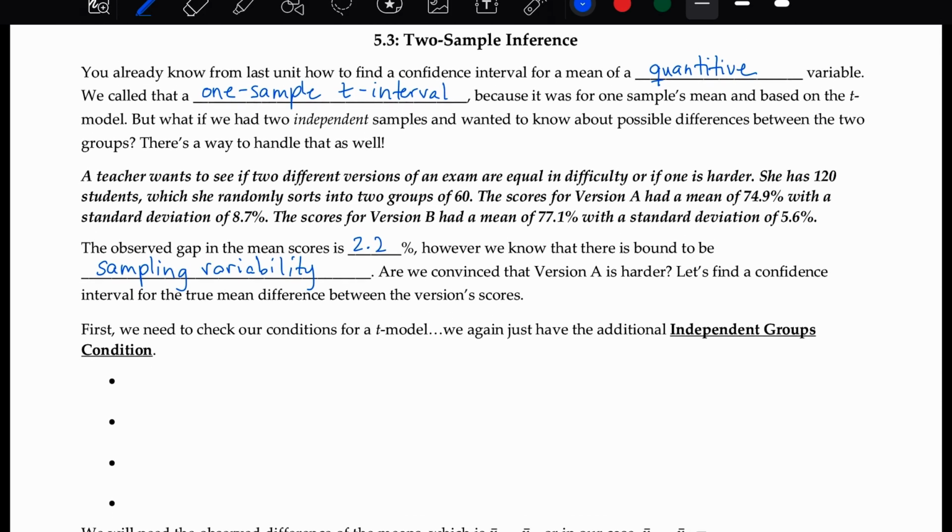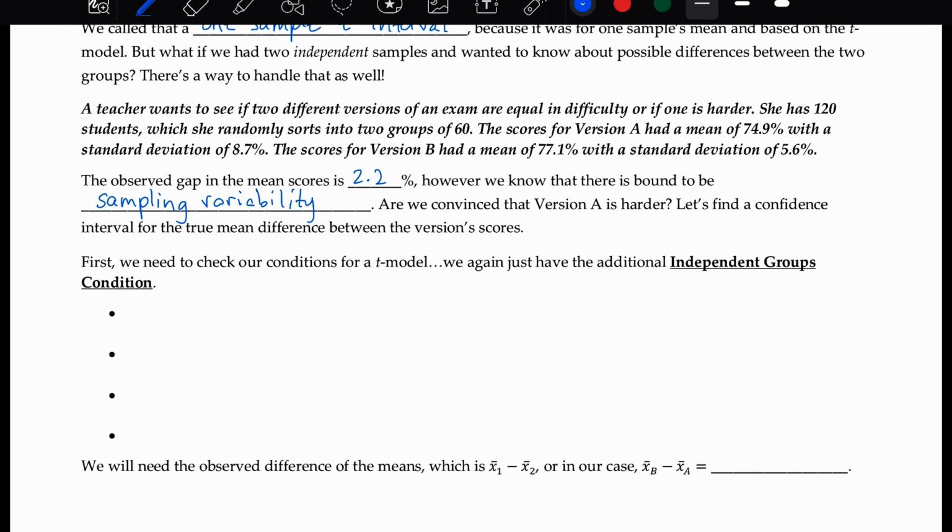So why don't we go ahead and start by checking our conditions. It's literally the same conditions as a two proportion Z interval from last class. So why don't you go ahead and take a moment to write down your conditions and check them off.